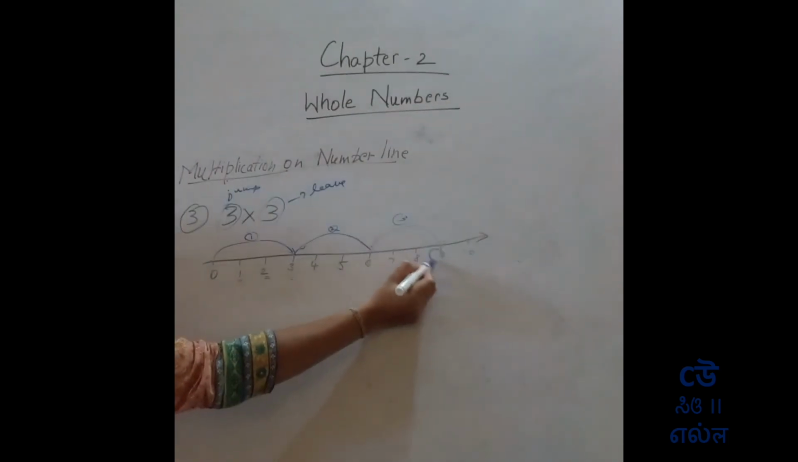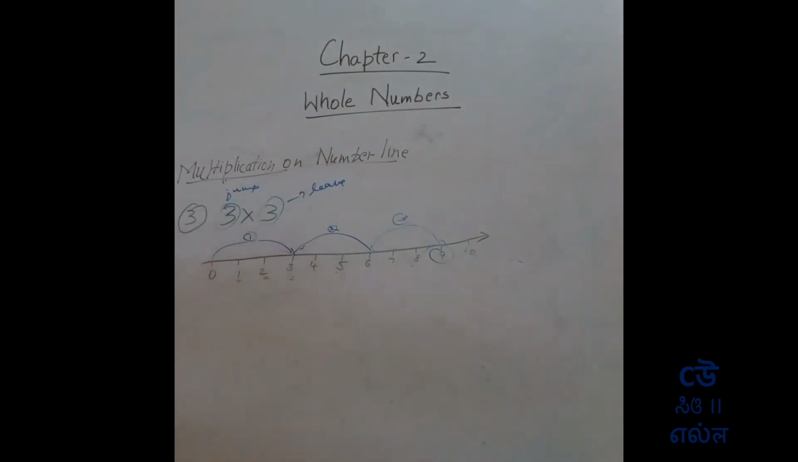What is the answer we got? 9. So, 3 threes is how much? 9. So, here also we got 9 as the answer.